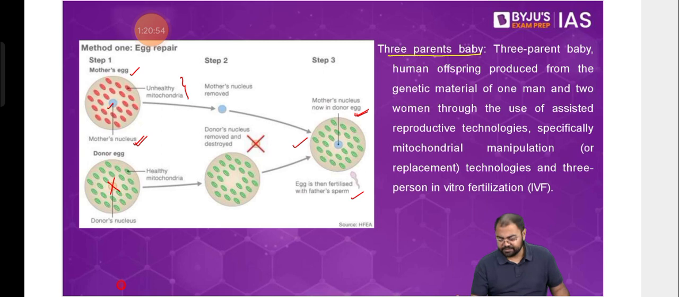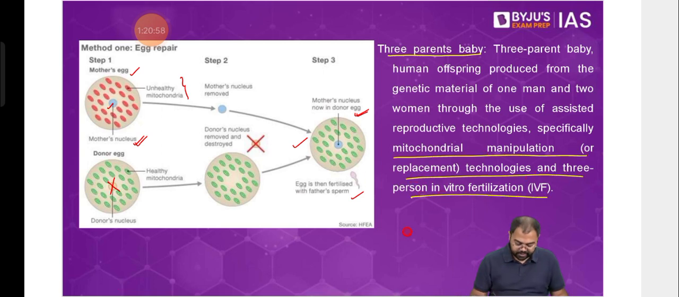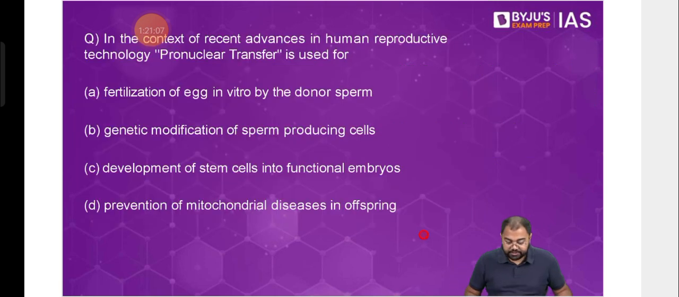There are multiple names that we have, for example, mitochondrial manipulation techniques, or three-parent in vitro fertilization, or pronuclear transfer technology. So pronuclear transfer is also another term being used. This was actually asked in your paper as well. This question was asked in your paper: in the context of recent advancements in human reproductive technology, pronuclear transfer is used for.